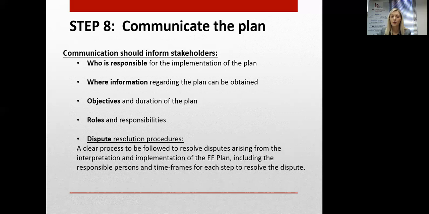And then we look at your dispute resolution procedures. This is very important for anyone to understand what process is followed should there be an employment equity grievance. A clear process needs to be followed to resolve the dispute arising from the interpretation and implementation of the EE plan or the EE Act itself. When you do this procedure, you need to make sure that there is a person linked to it, so somebody is responsible for it, as well as a time frame for when it will be resolved accordingly.